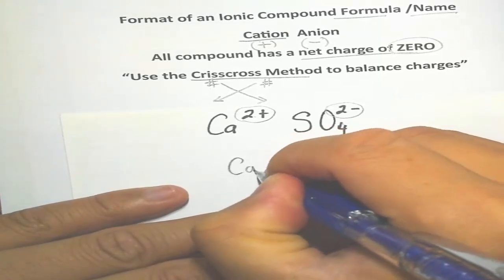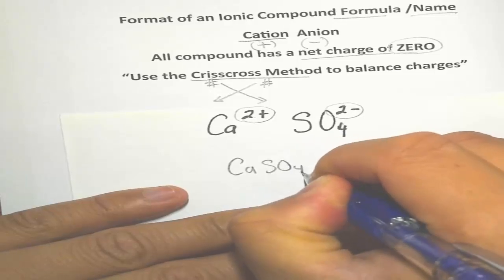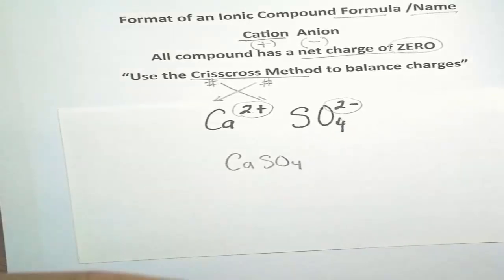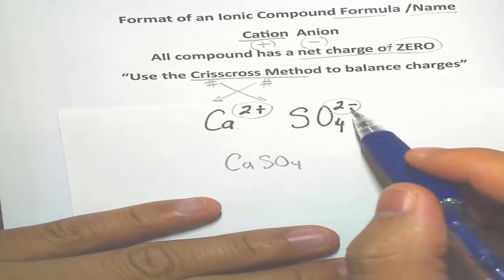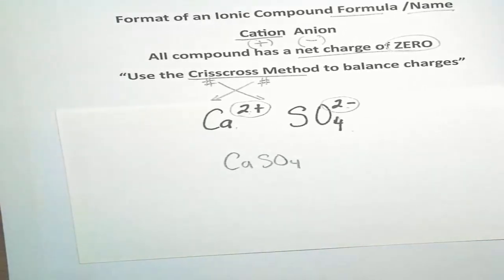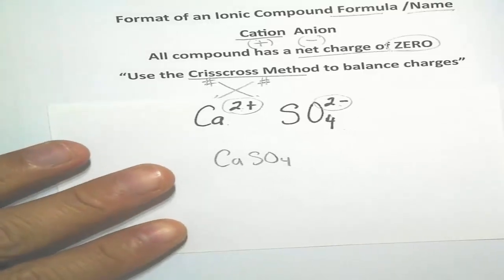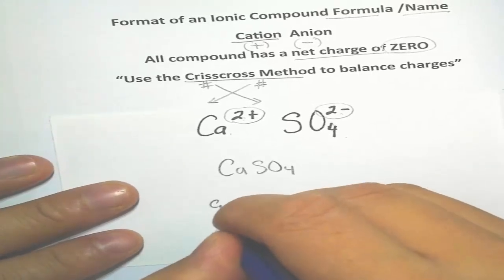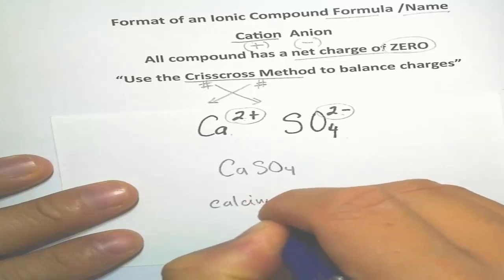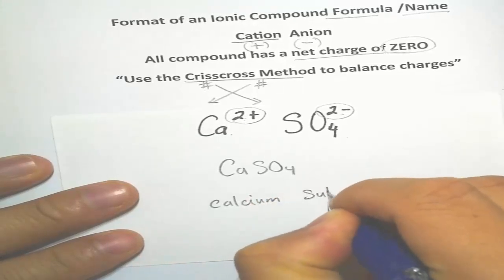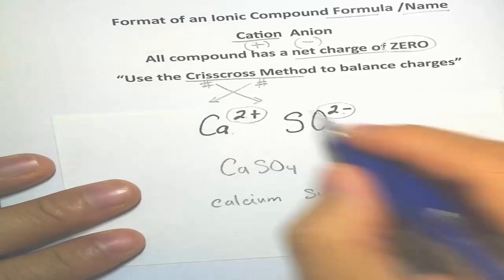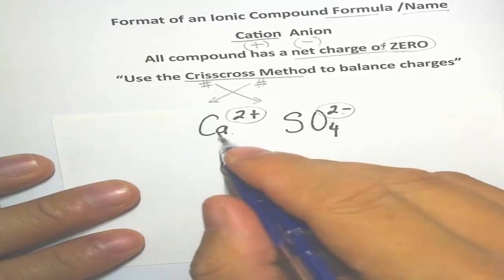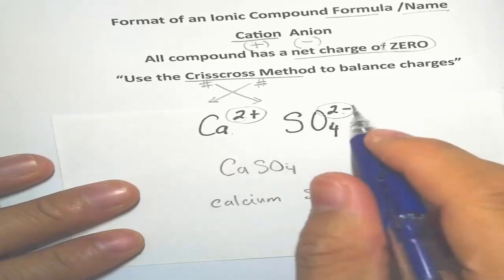All we have to do is just write down CaSO4. Because really all we need is just 1 calcium and 1 sulfate. And the charge is equal to each other, so it cancels each other out. That's all we have to do. Isn't that easy? And of course the name is going to be calcium sulfate. And we can prove that calcium is 2 plus and sulfate is 2 minus, and we have 1 of each, and they cancel each other out.